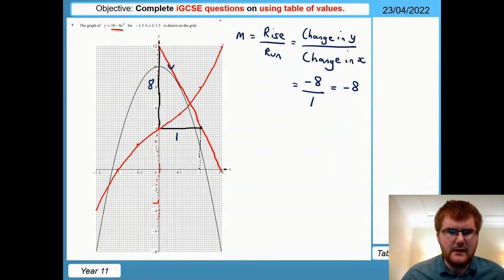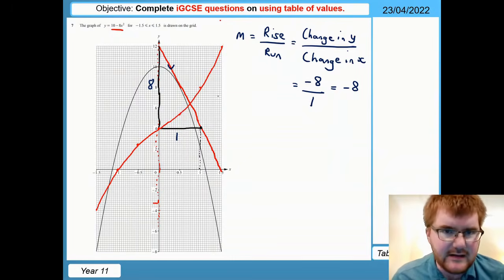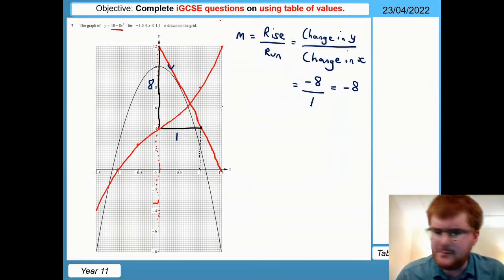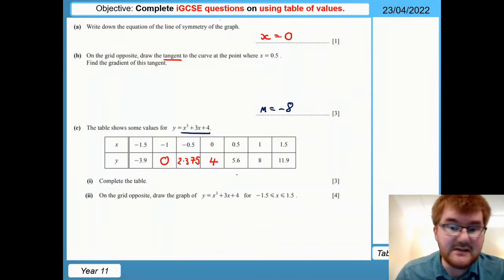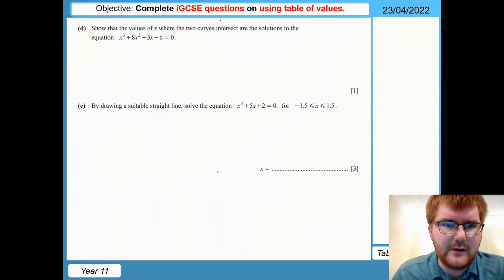So we do get our strange cubic function. We get a graph that looks pretty reasonable to me, and we get 4 marks for that. So make sure you really do this accurately and make sure you get all those marks.